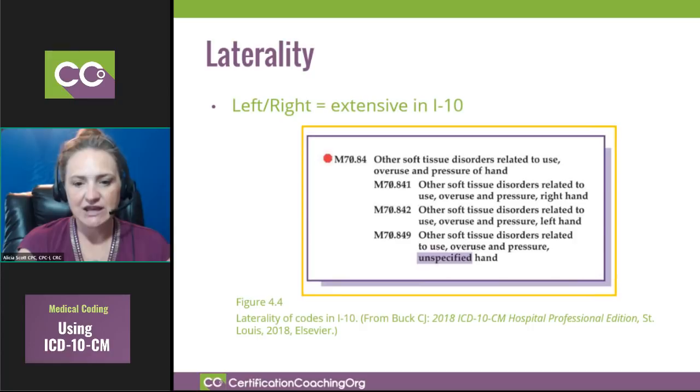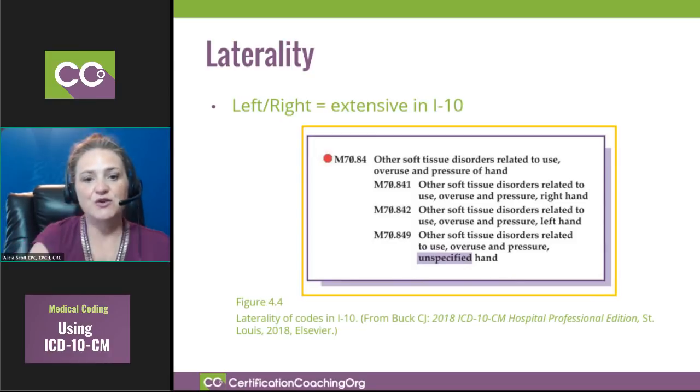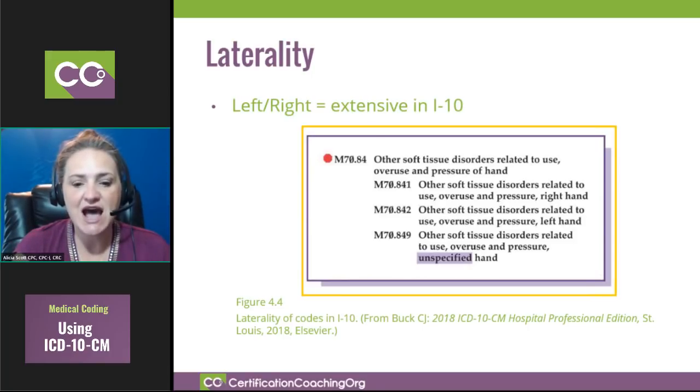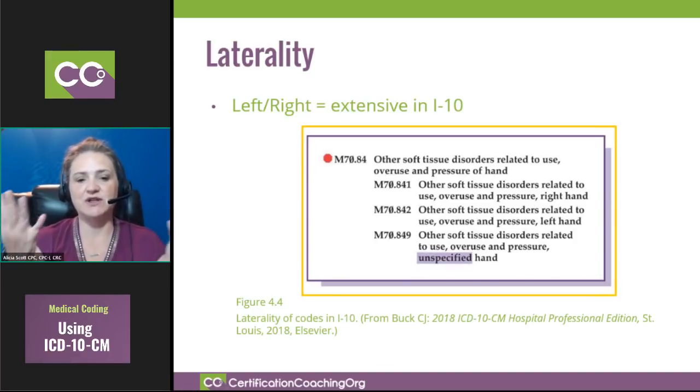The example they're giving here is soft tissue disorder related to overuse of pressure of a hand. That's kind of a broad type of a code, not very specific. But here's our laterality. M70.841 for the right hand, 0.842 for the left hand, and 0.849 for unspecified hand. They didn't tell us if it was the right or the left.